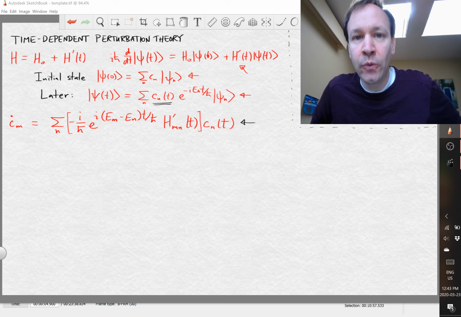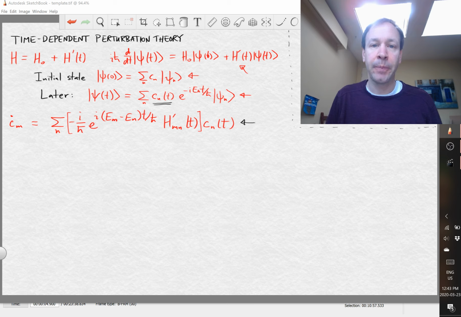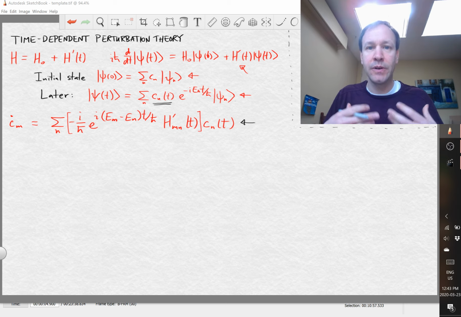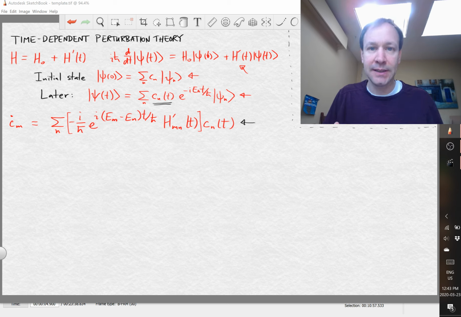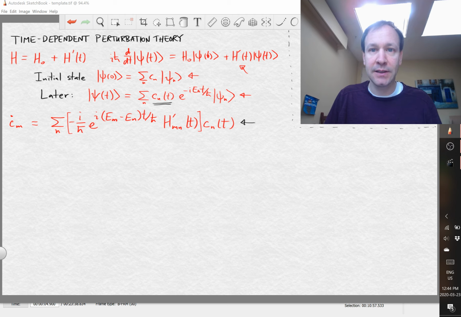And so now what we're going to do is solve this differential equation in the case where the perturbation H prime is small. Okay, so maybe there's a small coefficient in front of that whole term. And so we imagine that this is not going to produce a very big change in the state. So let's have a look at the general form of this equation. It's actually a bunch of equations, one equation for every coefficient.